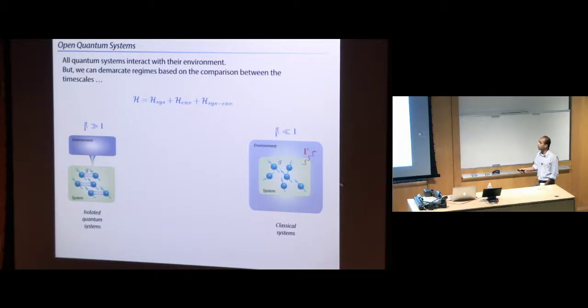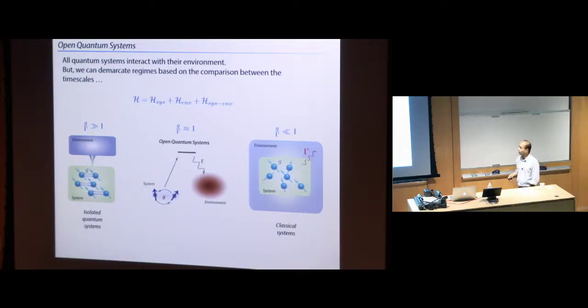Okay, so these are the two limits, and in between, for the purposes of this talk, I'm going to be talking about open quantum systems where these two timescales are commensurate, where the intrinsic quantum dynamics and the rate of thermalization with the environment are of the same order of magnitude. So we can't neglect either the quantum dynamics or the thermalization with the environment.